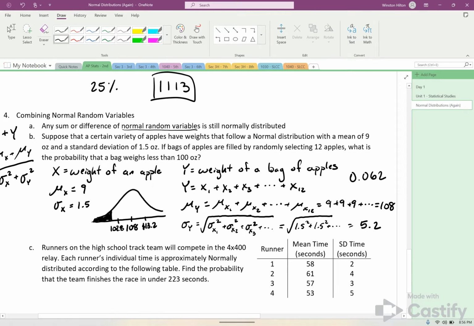The probability is 0.062. Okay, great job.